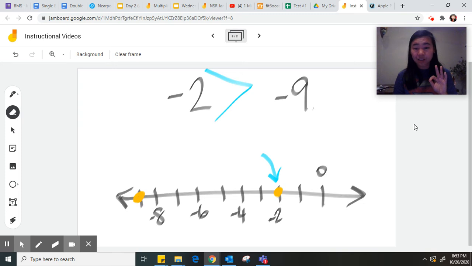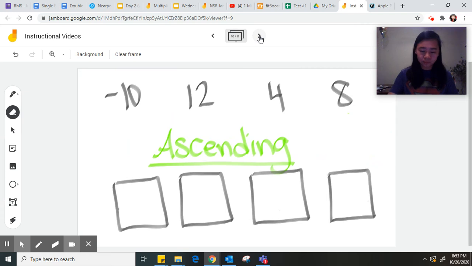And then tip number 3, we can think about this again. The more negative something is, the smaller the number. Negative 9 is more negative than negative 2, so it's going to be smaller.